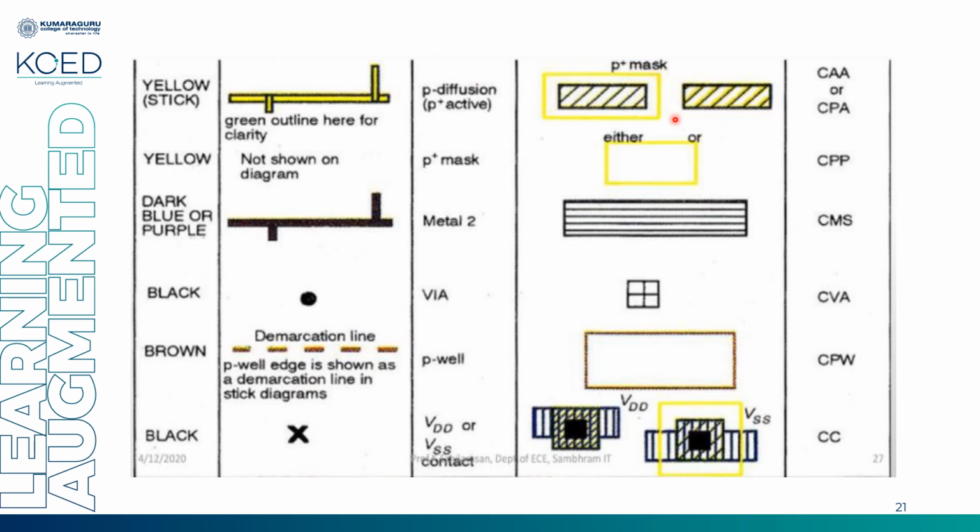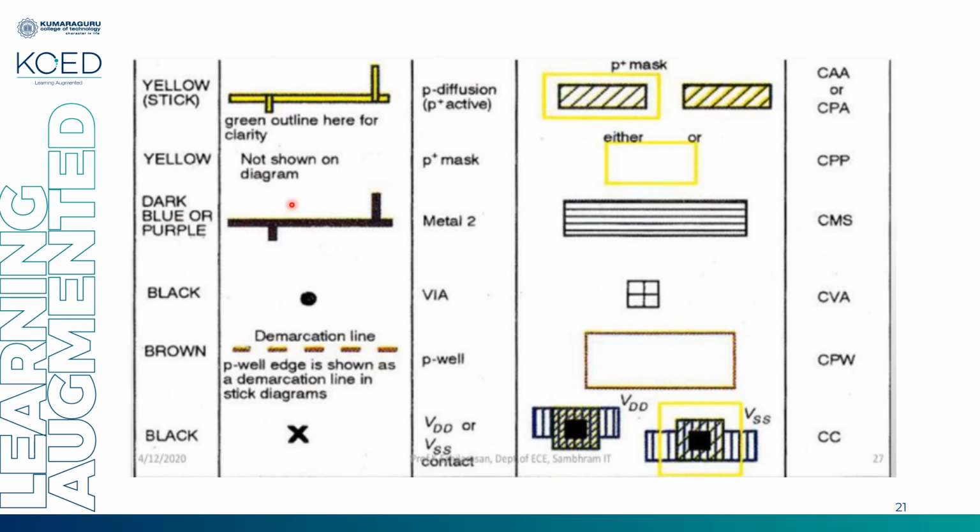Why will the P plus mask be used? Wherever you do P type doping, you must use the P plus mask. When you draw the layout in the CMOS process, wherever there is P type doping, you must include a P plus mask over there.